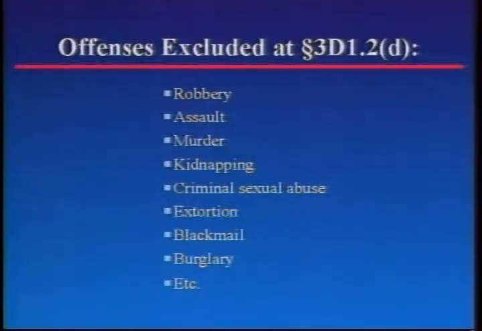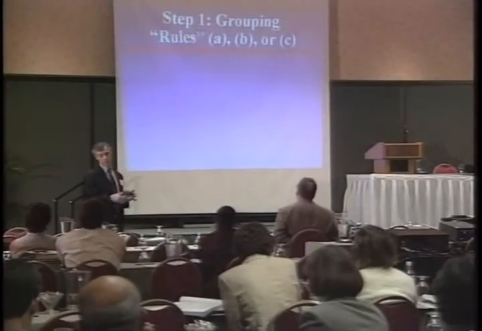They're not going to group under Rule D. They're excluded from grouping under Rule D. You can't just add up the dollars taken in robberies and have one composite harm. The guidelines don't allow you to approach it in that fashion. If you grouped under Rule D, good, you're probably through.